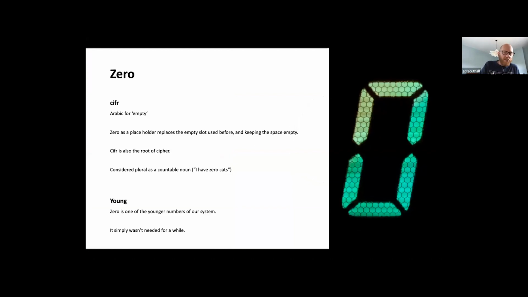Very finally, zero, because I need to get to Z, comes from sifa, which is Arabic for empty, which is also related to the word cipher. And I think I'm going to stop there.